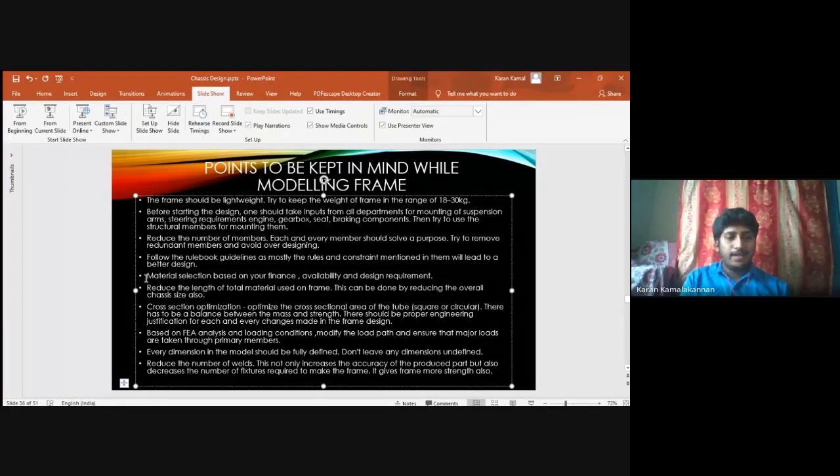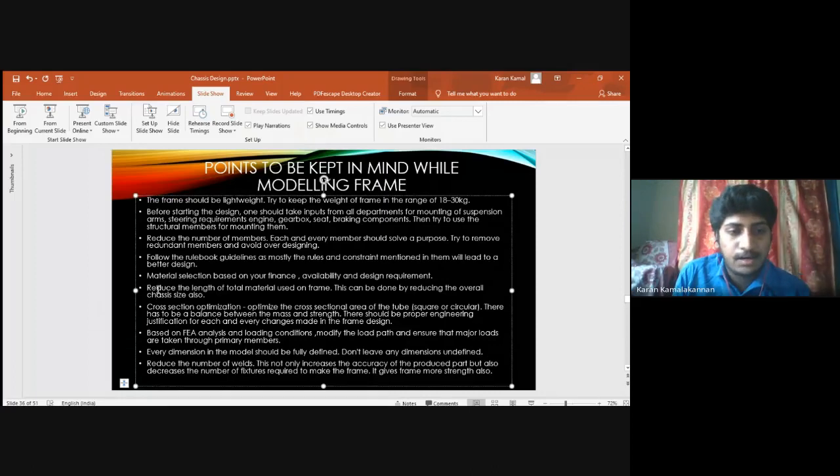Next is the material selection. Material selection should be based on your finance. As I said, whether you should go for 1018 or 4130, you should fix it based on your finance, availability of the material and the design requirement. These things are very important, you cannot compromise on each of these. You should think once or twice before coming up with the material selection.